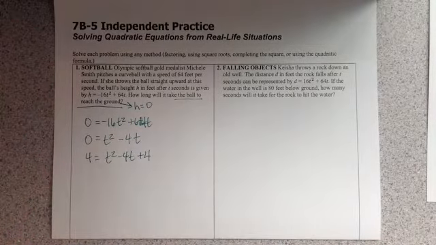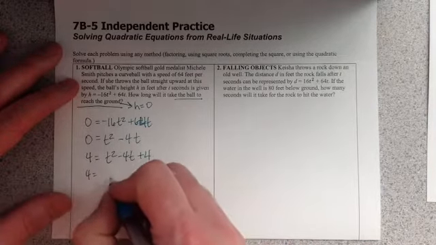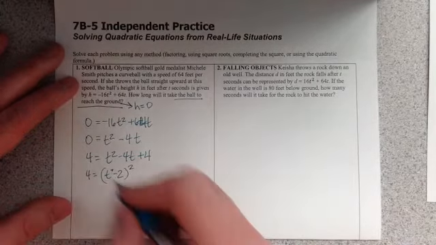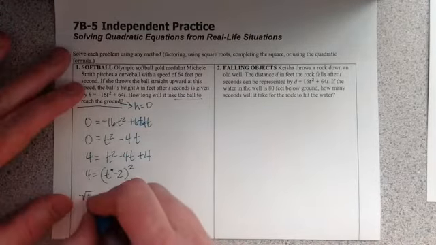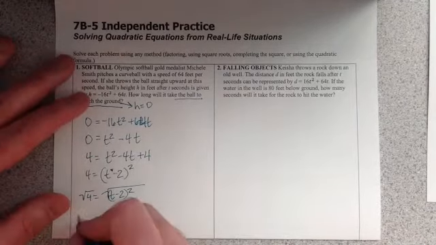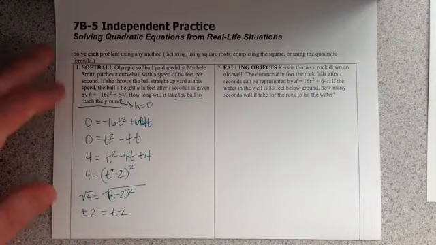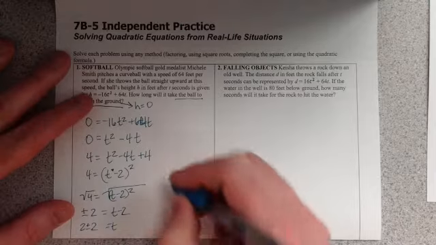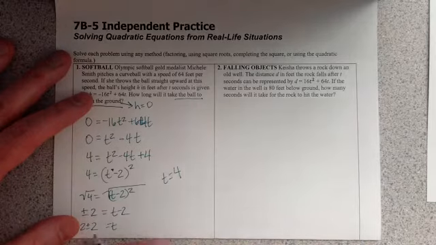Okay? So now I need to factor the trinomial. So 4 equals t minus 2 squared. And now I want to find the square root of both sides. So I do the square root of 4 equals the square root of t minus 2 squared. So this is going to be plus or minus 2 equals t minus 2. Move the 2 to the other side. T equals 2 plus or minus 2. So I know that t equals either 2 plus 2 is 4 or 2 minus 2 is 0.